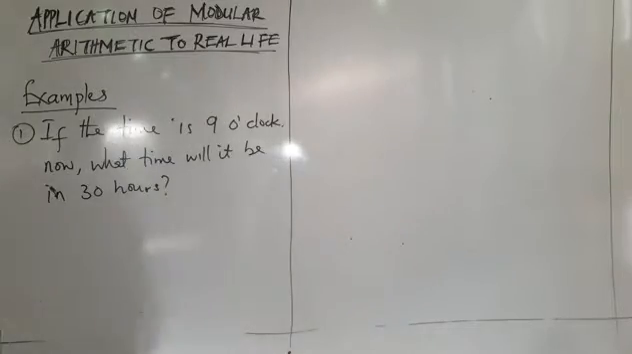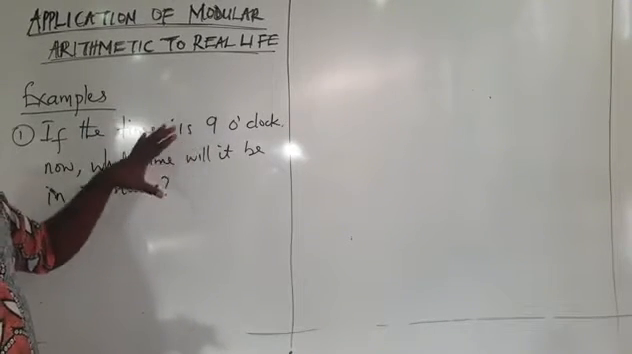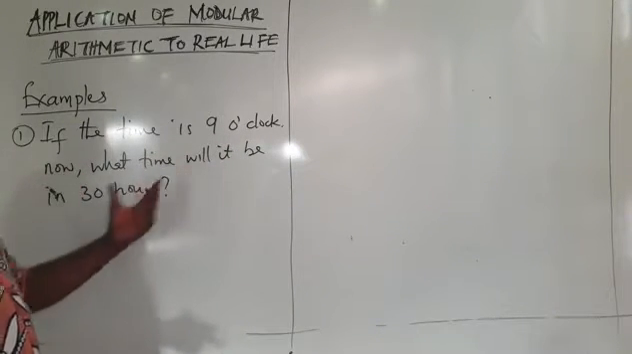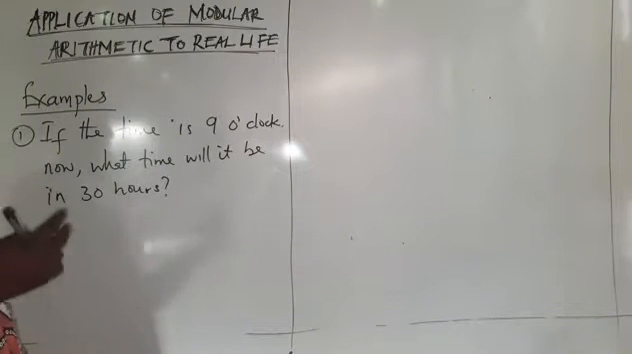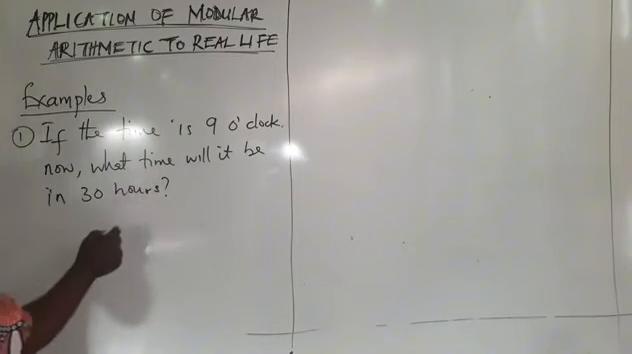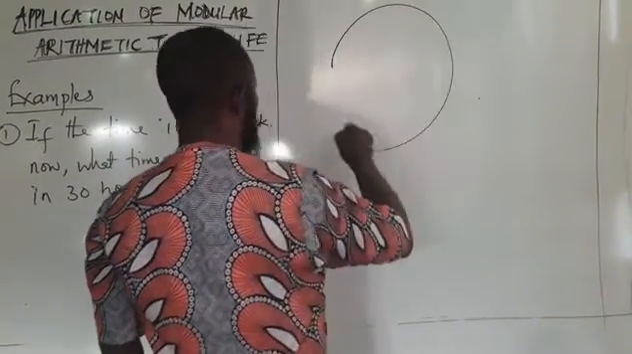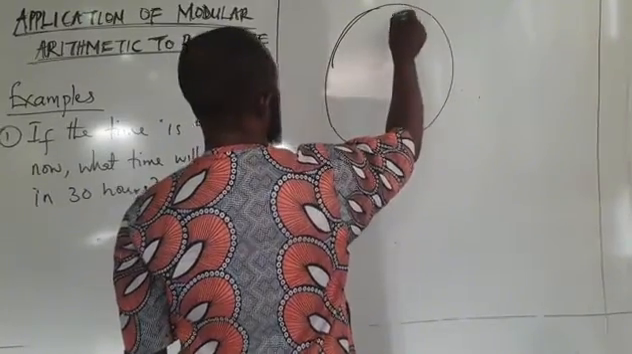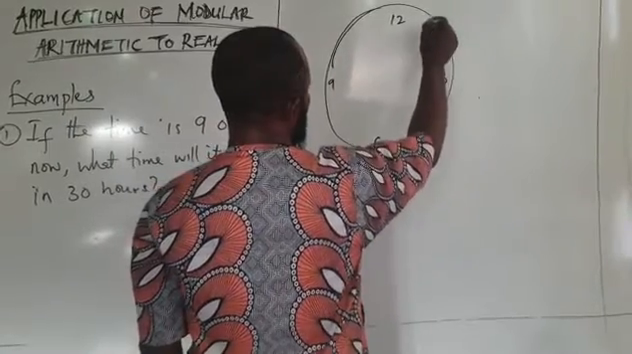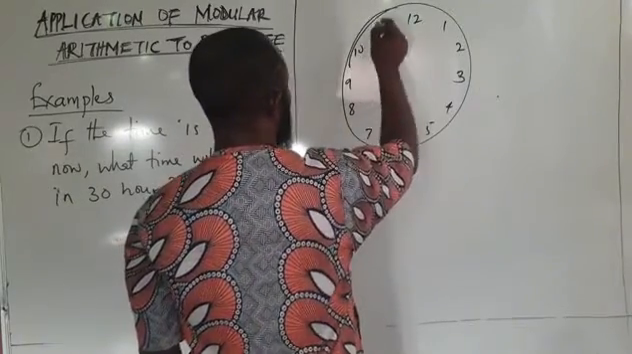This is the first example, which we use to determine the time in the day. If the time is 9 o'clock now, what time will it be in the next 30 hours? Let's look at the manual method first. This is our clock. We have 12 here, 6 here, 9 here, and 3 here. Then 1, 2 here, 4, 5, 7, 8, 10, 11.